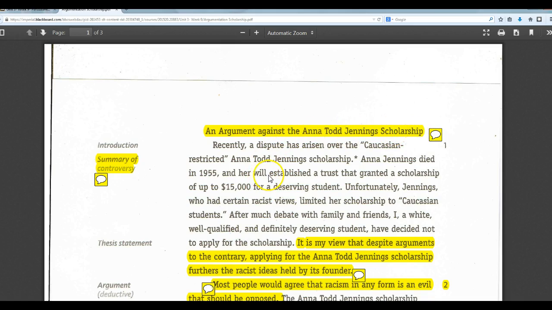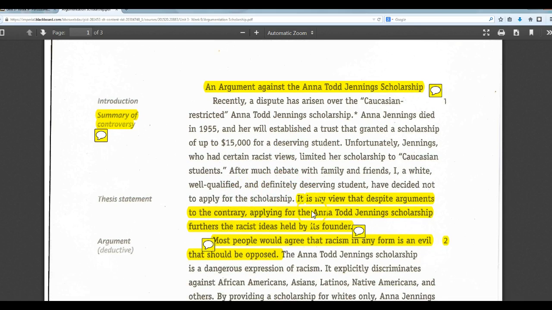Next, the writer gave an overview or background information about what the paper will be about, because he knew his audience may not be familiar with the scholarship that is offered at his college. Then he gives his thesis statement, which will drive or lead us for the rest of the paper.